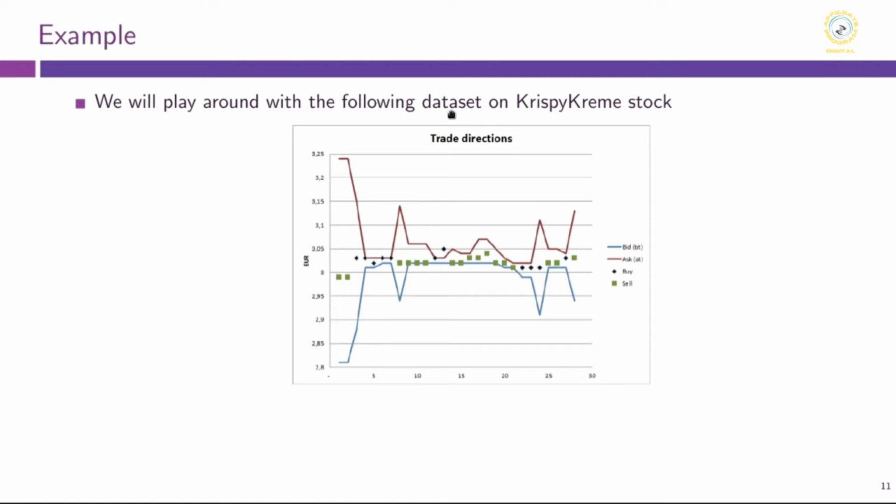This dataset has all transactions from one trading day, and we will be playing around with the first 30 transactions. The whole dataset is about 1,000, I believe. This is how the data can be represented. We have bid prices and ask prices at the time of every transaction. We have the actual transaction prices, and we have the directions. So we know who initiated the trade, whether it was initiated by the buyer or a seller.